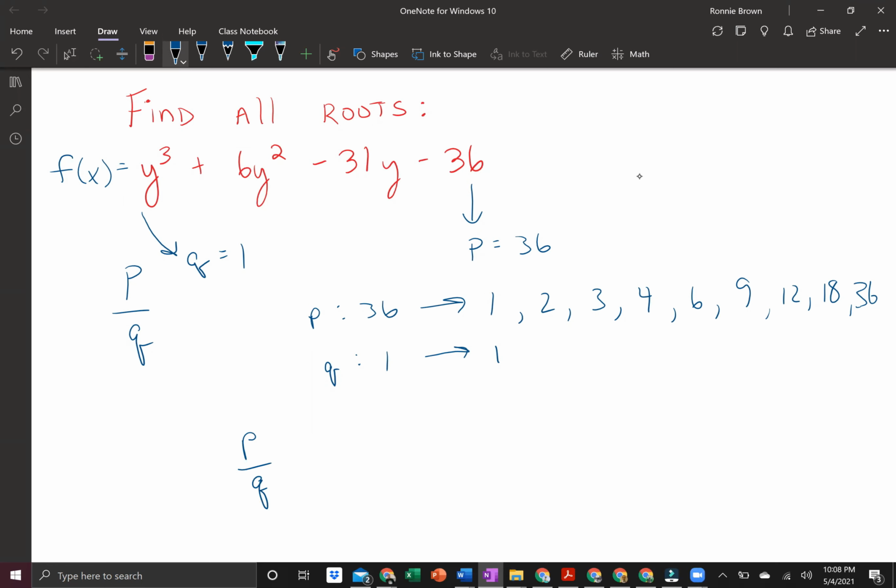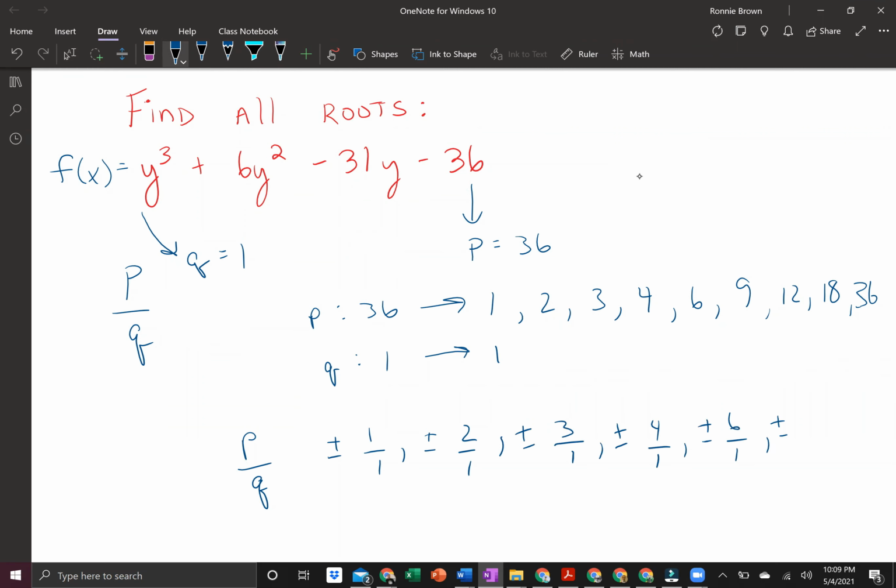And in creating that ratio, we're going to use the positive and negative roots of each one of these. So we're going to say positive negative 1 over 1. And then we can say positive negative 2 over 1, right? And I'll go to the next one. Positive negative 3 over 1. Positive negative 4 over 1. Positive negative 6 over 1.